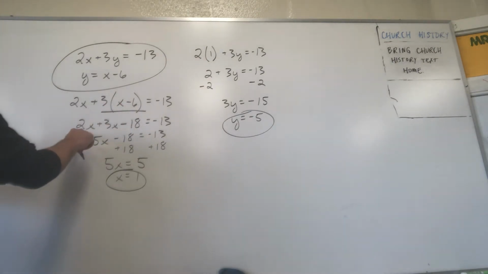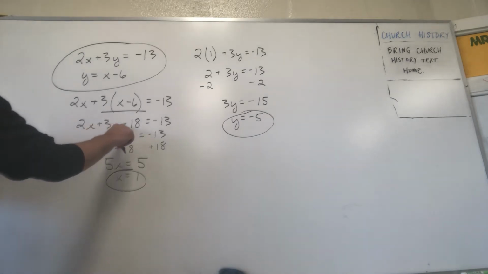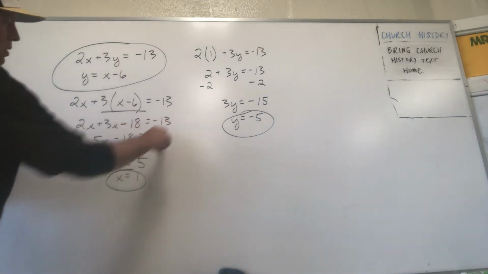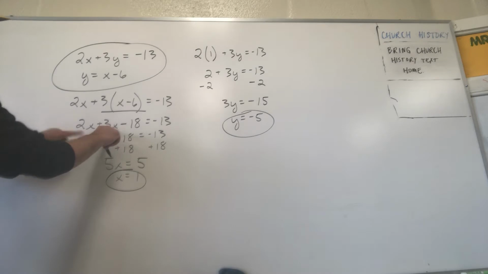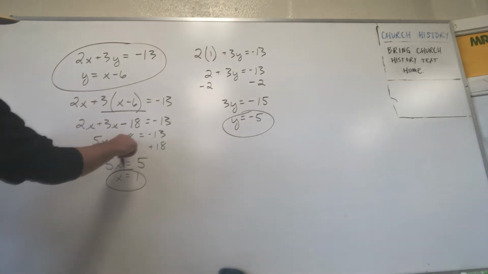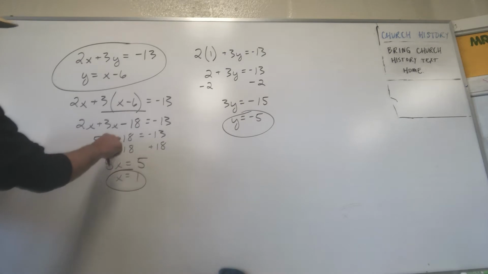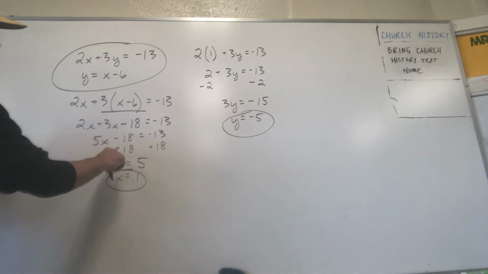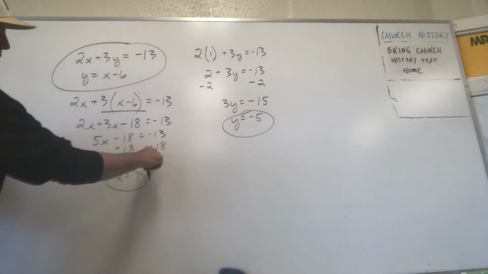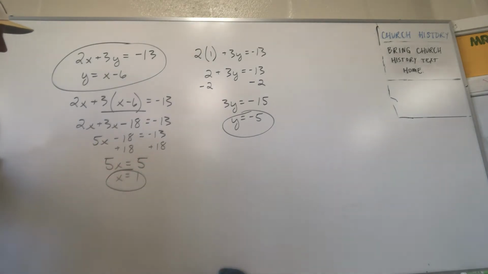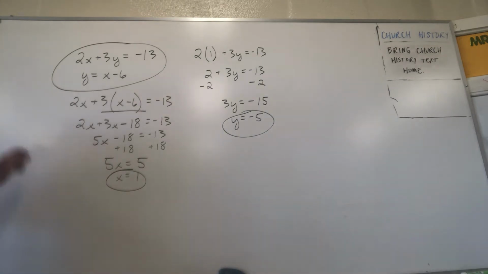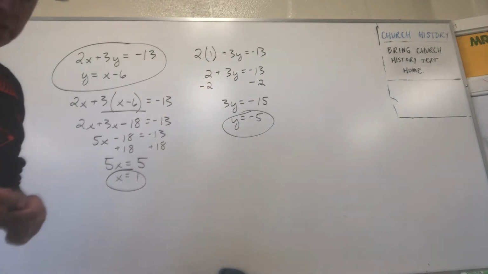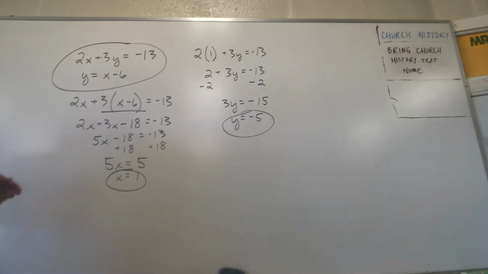Then I rewrote it: 2x plus 3x minus 18 equals negative 13. You add like terms: 2x plus 3x equals 5x, minus 18 equals negative 13. I move the 18 over to this side: I have a negative 18 here, so I add 18 to this side. I'm left with 5x equals 5, and that means x is going to equal 1. This is the way we used to do it, or we still sometimes do it, in the substitution method.